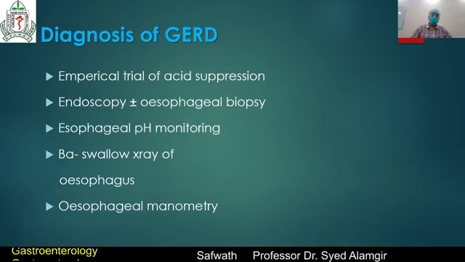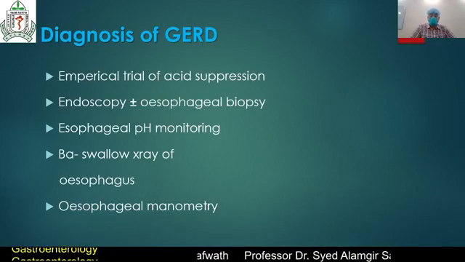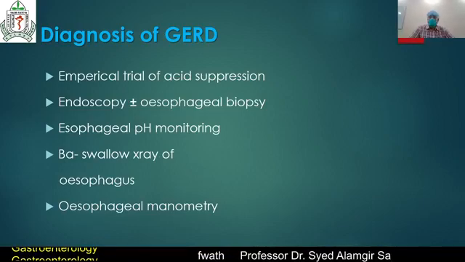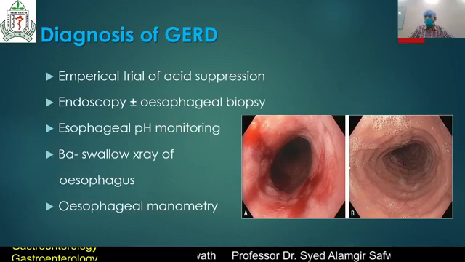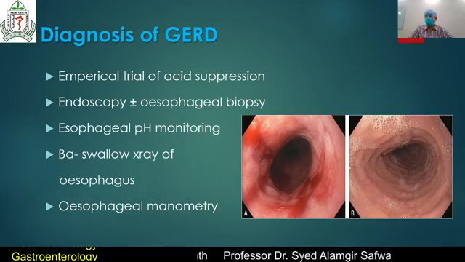So we'll go for endoscopy, and if we get any ulcer, we'll take biopsy to confirm our diagnosis. So this is the endoscopic picture. This is a normal esophagus. You can see that there is healthy, normal esophageal mucosa.